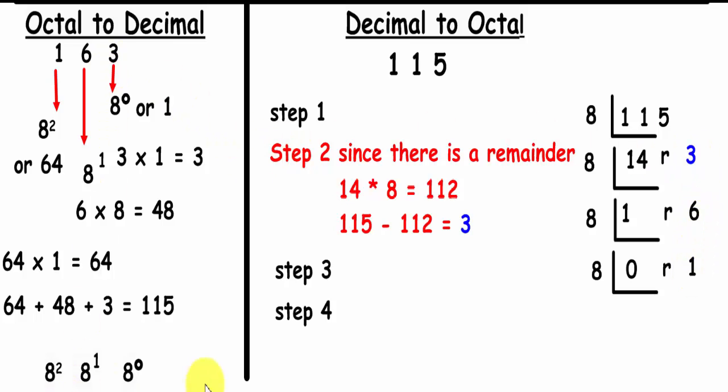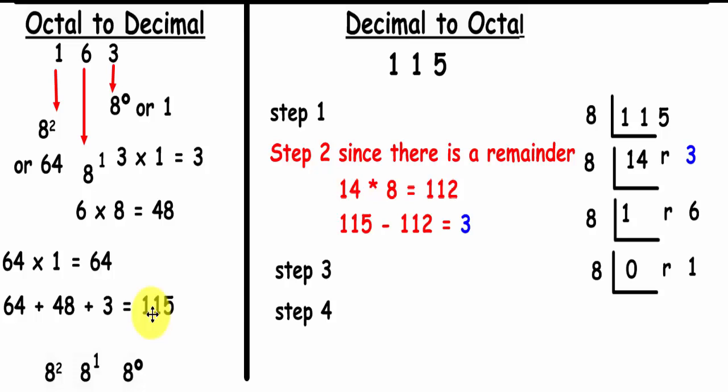If you recall, down here we have 8 to the 0 power, 8 to the first power, and 8 squared. So here we have the number 1. 1 times 64 is equal to 64. Pretty simple. 6 times 8 is 48. So we have 64 plus 48. And since we have a 3, 3 times 1 is equal to 3, and we put that number here. Add these up: 64 plus 48 plus 3 equals the decimal equivalent of 115.